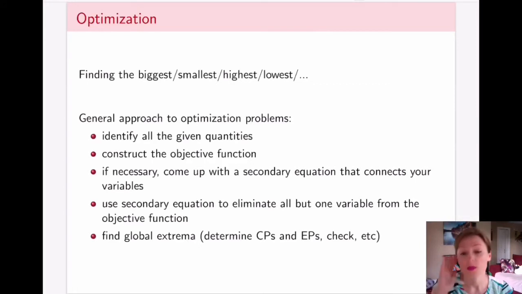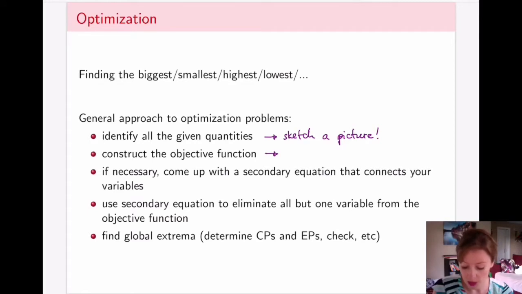First of all, because the problems will be word problems, we will need to identify all given quantities and assign variables to them. The thing that helps a lot here is in fact to sketch a picture where possible. Just like before, the graph is useful not just in visualizing things, but often in determining what are the important quantities. The second step here would be to construct the objective function. Objective function, that's what we call the thing that we're actually trying to maximize or minimize, whatever it is you're trying to optimize.